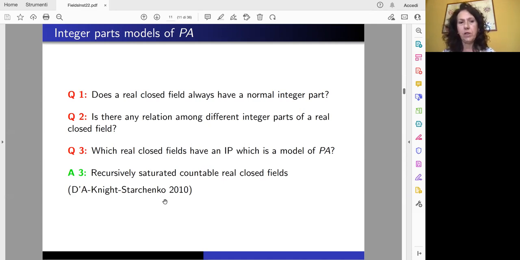But then there is another question, number 3, which asks which are the real closed fields which have an integer part which models the full Peano arithmetic. And this question has an answer, and this is joint work with Julia Knight and Sergei Starchenko. The property which characterizes the real closed fields which have an IP which is a model of PA is recursive saturation. This is a property which is very natural for models of Peano arithmetic.